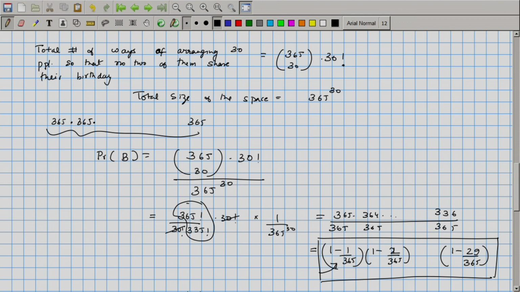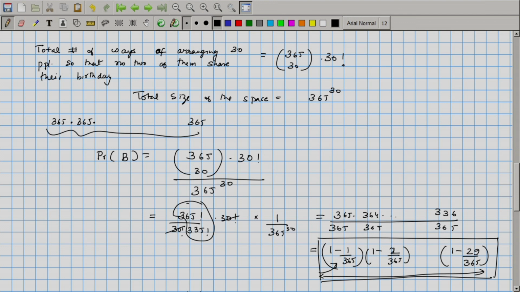Now, once the first two people have been assigned birthdays, there is a 2 by 365 chance that the third person might share the birthday. The probability that that does not happen is going to be 1 minus 2 by 365. So, that is the telescoping product. So, 1 minus 1 by 365 and 1 minus 2 by 365 all the way up, there are 29 terms in this, and that product will be the probability that no two people share their birthday.